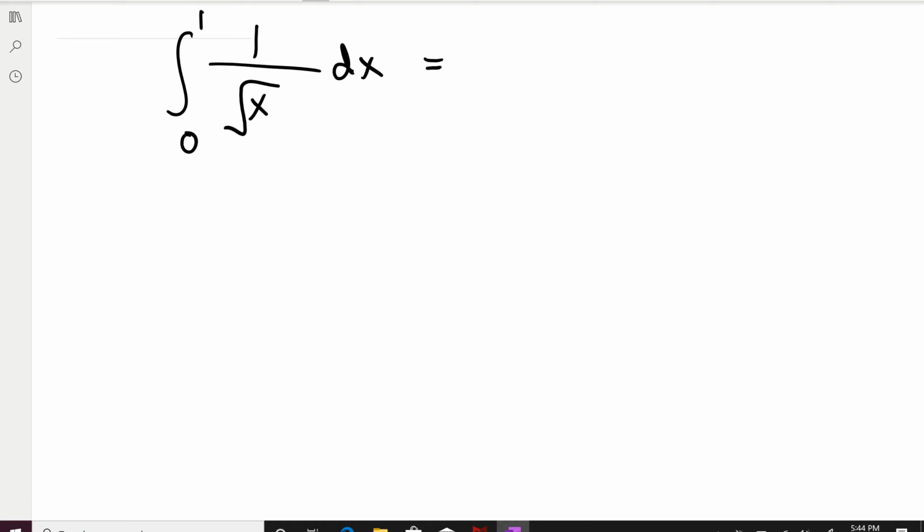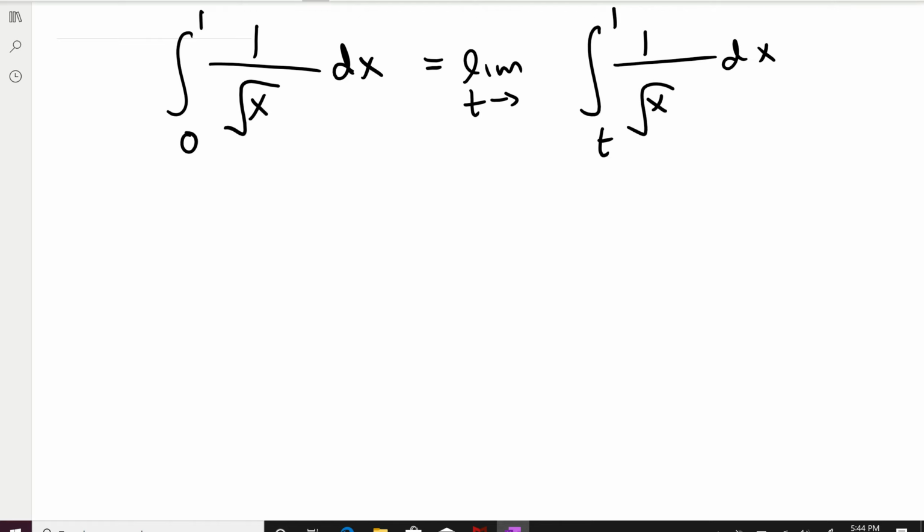So we are going to rewrite this integral as a limit. First, let's replace 0 by a letter, let's say it's t, and 1 over square root of x, limit, and t gets closer to 0 from which side? From the right hand side of 0, right?